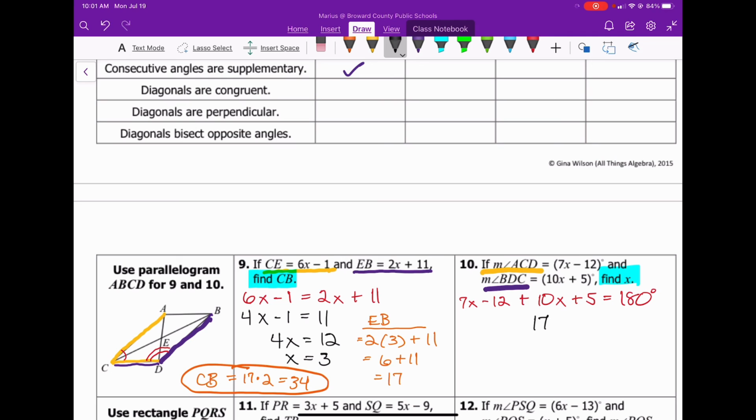So 7x and 10x make 17x, and negative 12 and positive 5 make negative 7. That's equal to 180. Then we add 7 to both sides, so that becomes 17x equals 187. And when we divide both sides by 17, we get 11. All right. And that's how we solve for x.